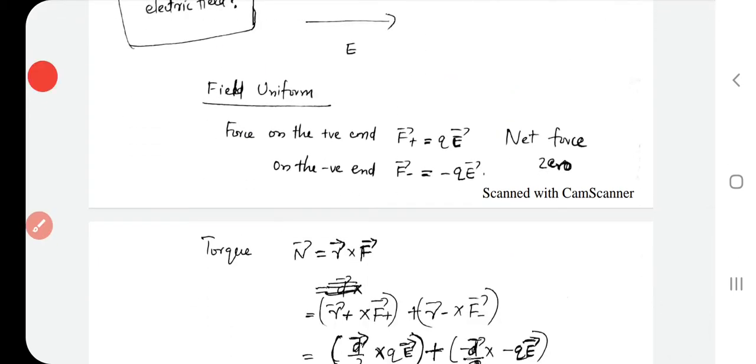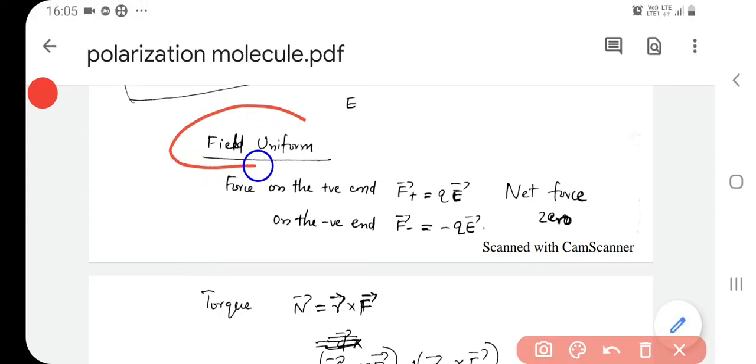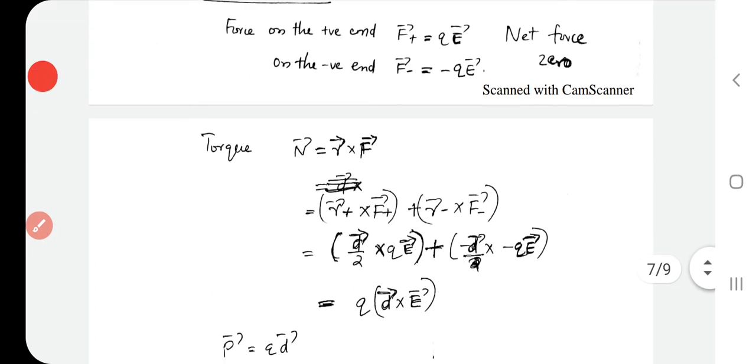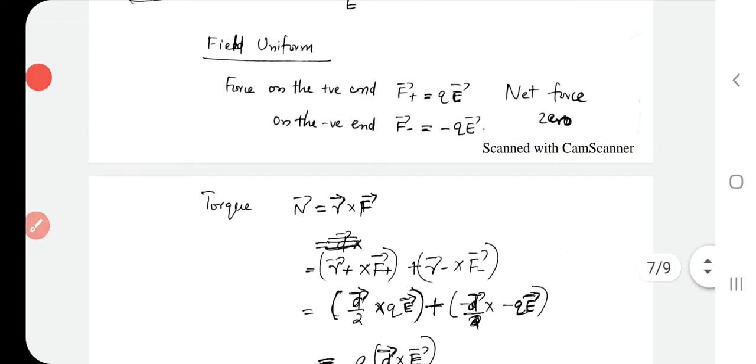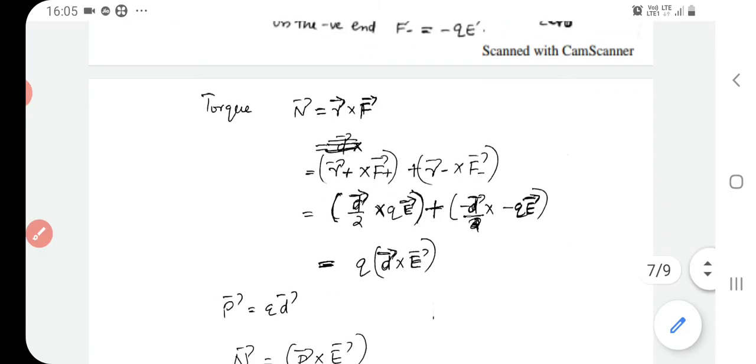Now, if the field is uniform, everywhere the field is the same. Force on the positive end is QE, and force on the negative end is minus QE. And so the net force is equal to 0. So the net force acting on the dipole is 0. So what about the torque?